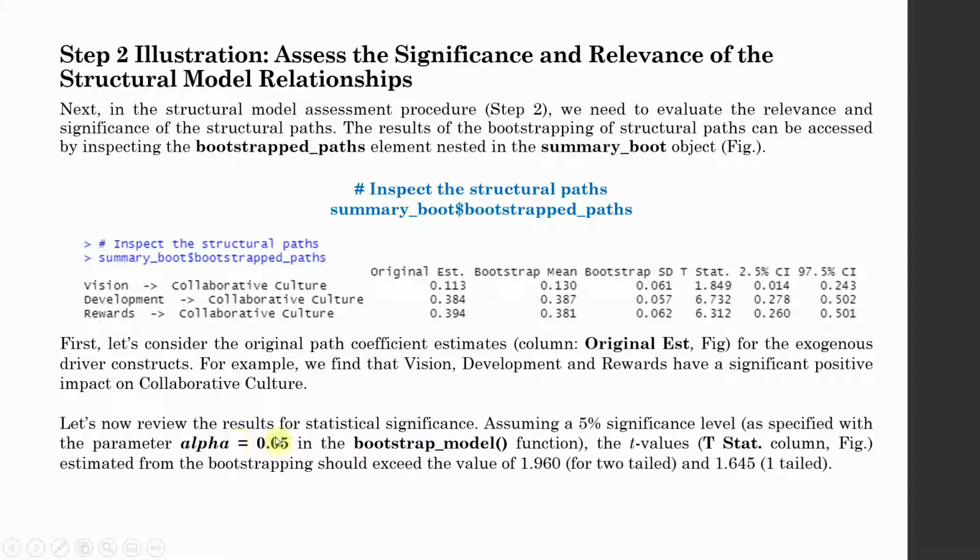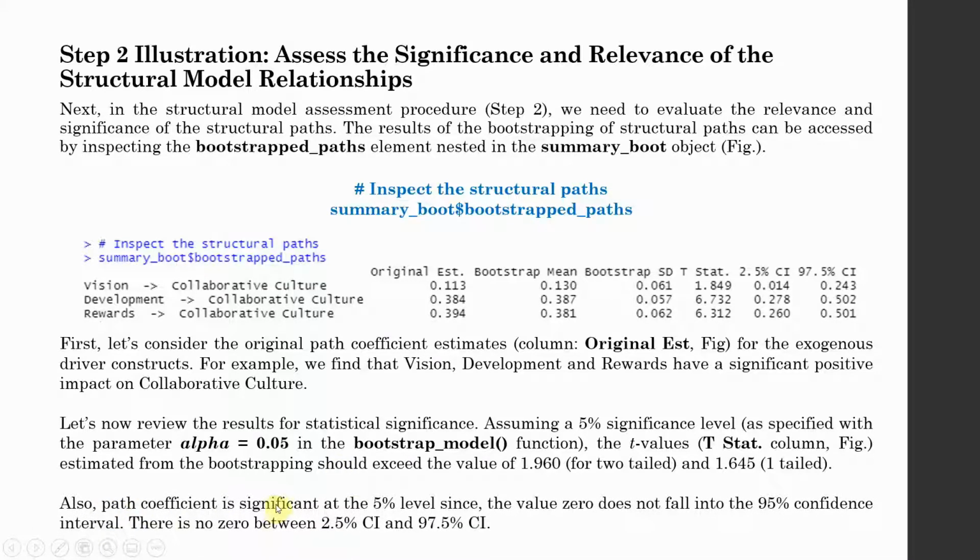Let's now review the results for statistical significance. Assuming a 5% confidence level as specified with the parameter earlier in the bootstrap model, the T values, that is your T statistics here, should exceed 1.96 in order to show that yes, the relationships were significant. Is it exceeding 1.96? No. But it is very close to 1.96, and again there is no zero here in between. So we can obviously say that to a certain extent there is a significant impact of collaborative culture on vision.